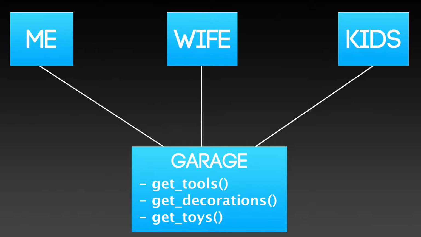Each of us has access to every public method the garage offers and the responsibility to understand them, even though each client is only interested in a subset of those methods. The interface segregation principle tells us that multiple client-specific interfaces are better than having a single general interface. In other words, give each of your clients their own garage.